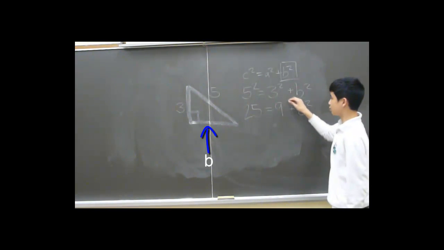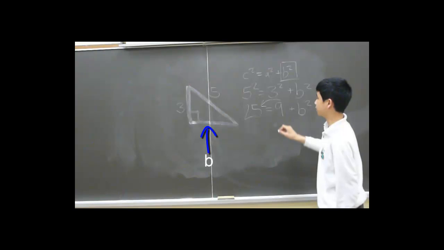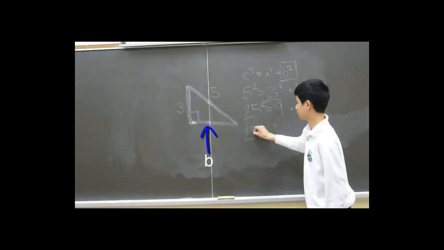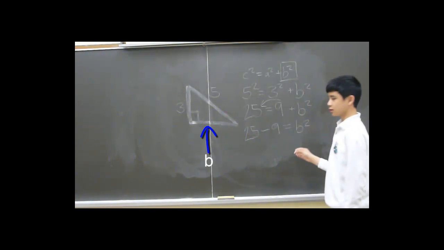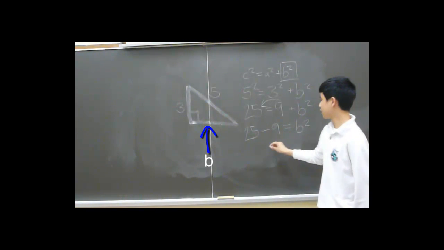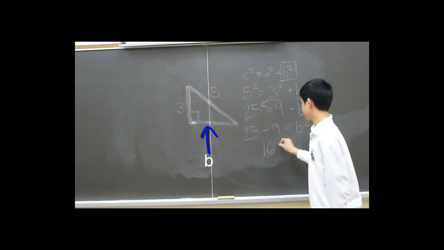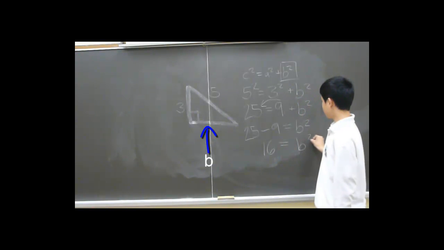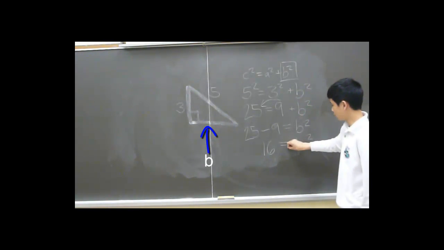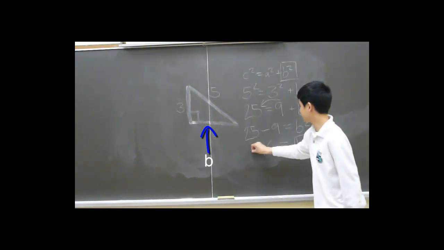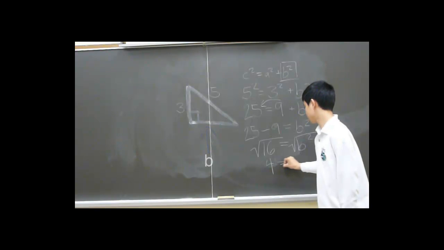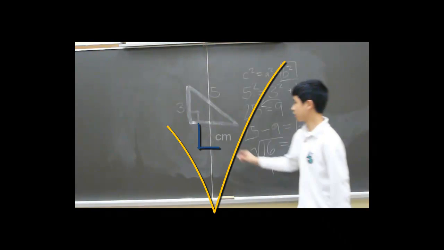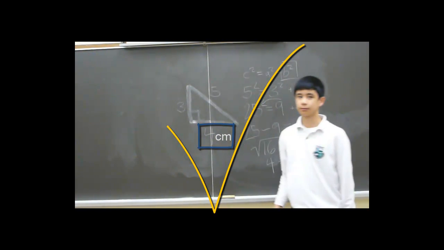Now from this, you move the 9 over to the other side. So 25 take away 9 equals b squared. So now you subtract 9 from 25, and you'll get 16. And now, same thing like the other equation, you square root both sides, and that will give you 4. So b equals 4.